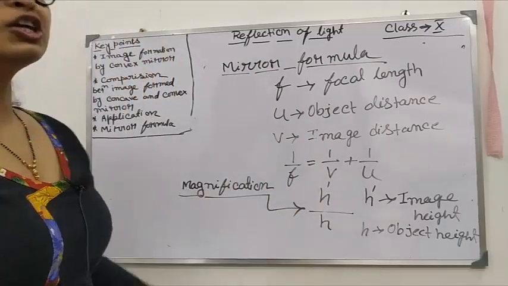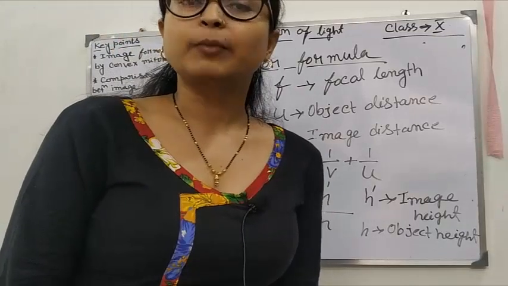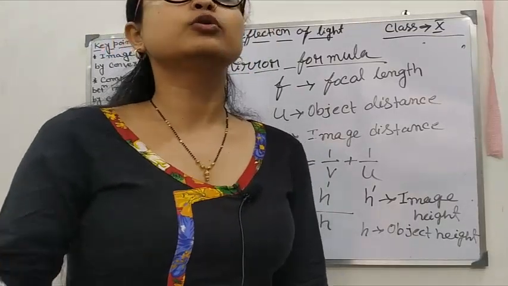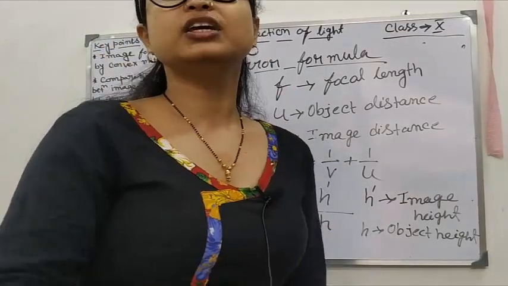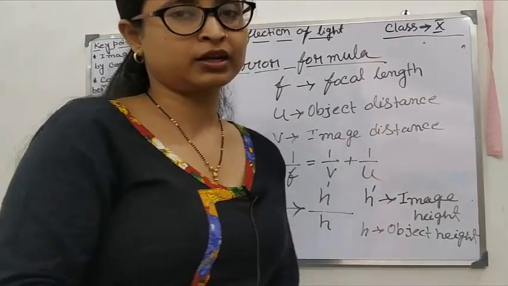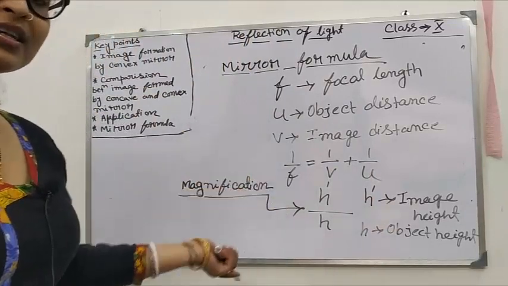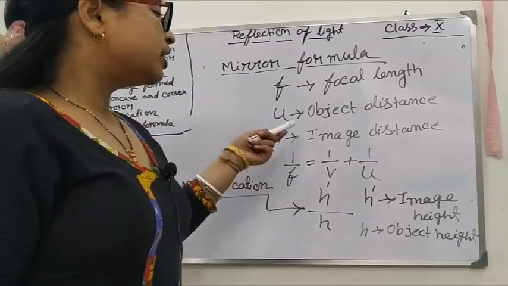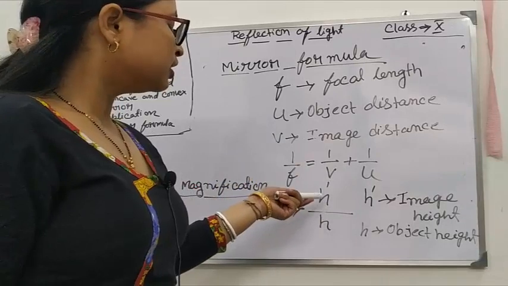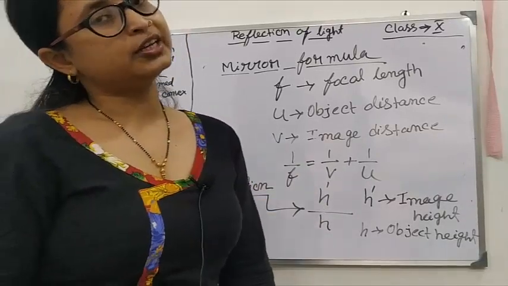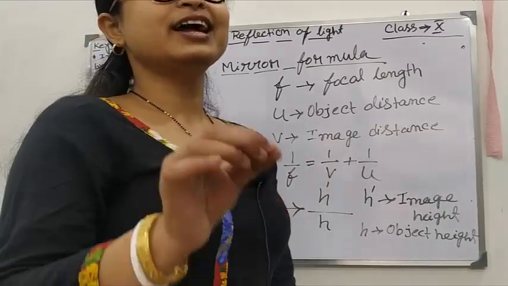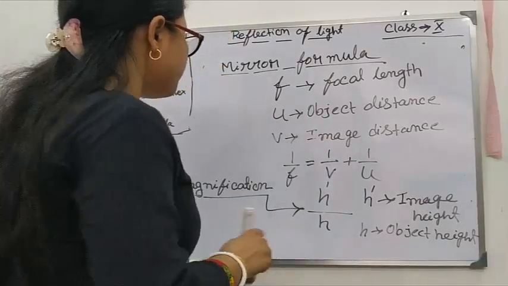This magnification is also known as linear magnification. In your class 12 you will learn there is one more magnification which is known as angular magnification. Now you have to learn about the linear magnification only. What is the definition? It is the ratio of image height to the object height. Clear? Now for numericals there is one more formula.